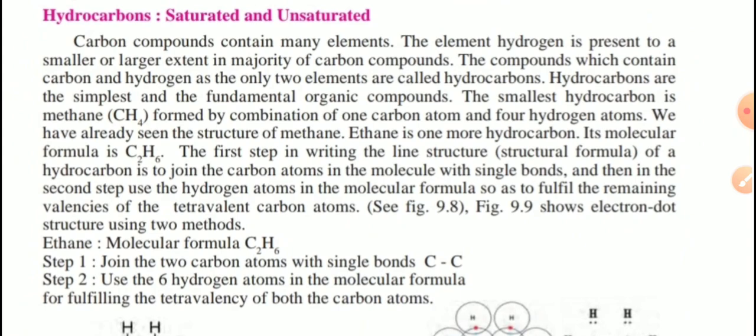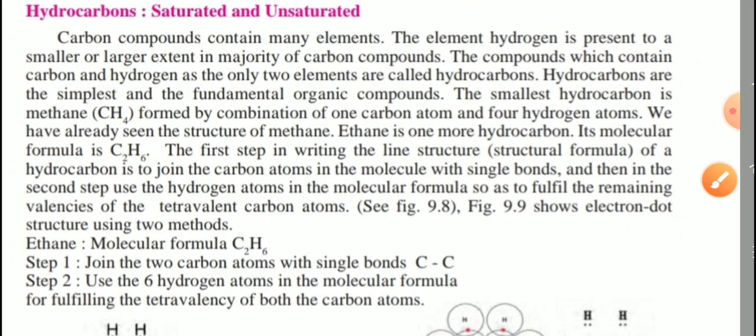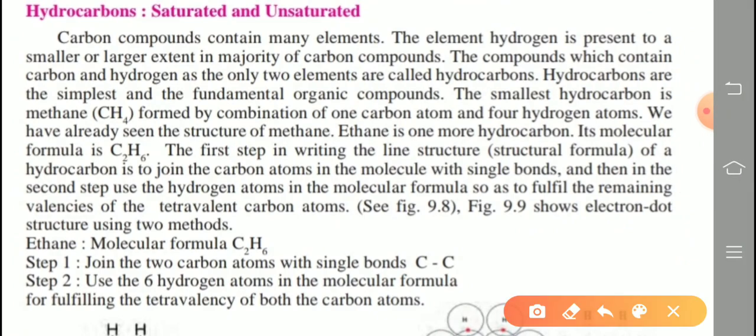Hydrocarbons, saturated and unsaturated. Carbon compounds contain many elements. The element hydrogen is present to a smaller or larger extent in a majority of carbon compounds. The compounds which contain carbon and hydrogen as the only two elements are called hydrocarbons.